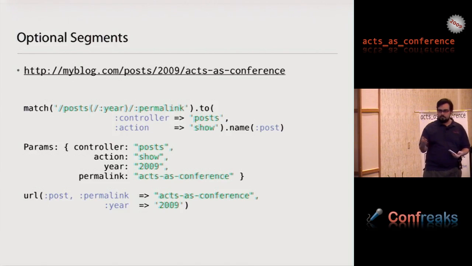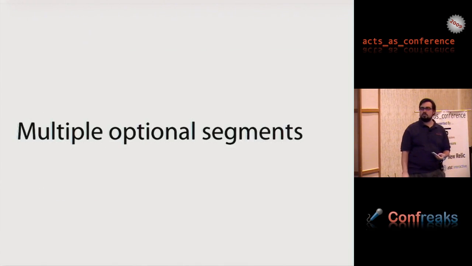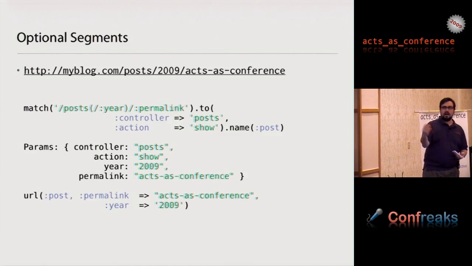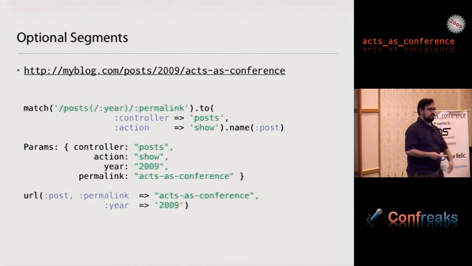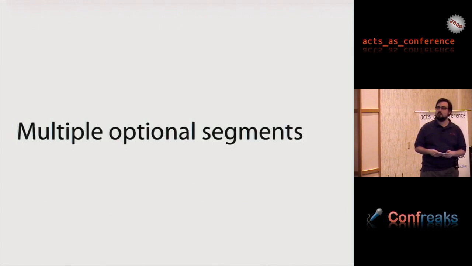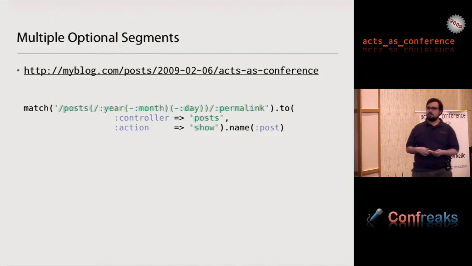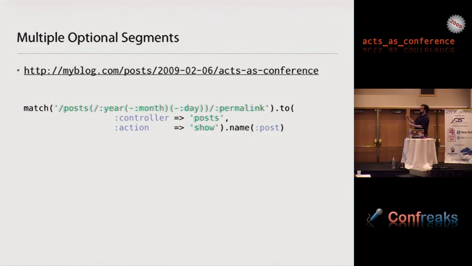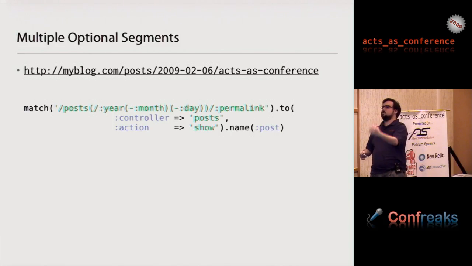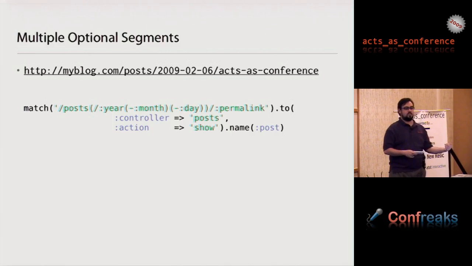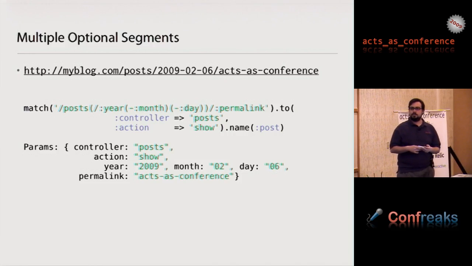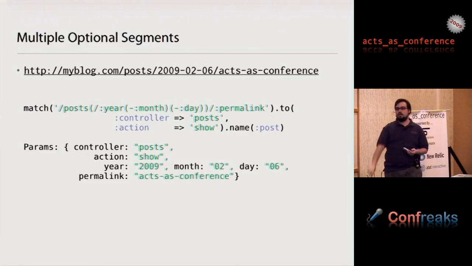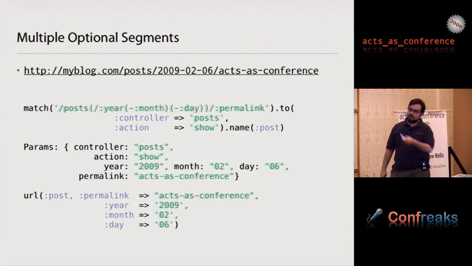And you generate it, again, using the same approach. Something I didn't show here is that if you did not supply a year, it would know how to generate it correctly. If you did supply a year, it would know how to generate it correctly. Multiple optional segments. So you can actually do optional segments that are nested inside of each other. That means that if you supply a year, you can optionally also supply a month and a day. If you do not supply a year, there's no month and day. And if you do /post/2009/26 access conference, that's the params hash you get back.